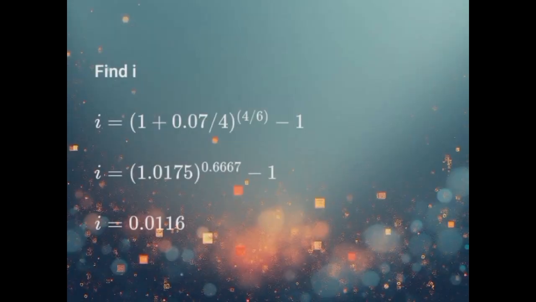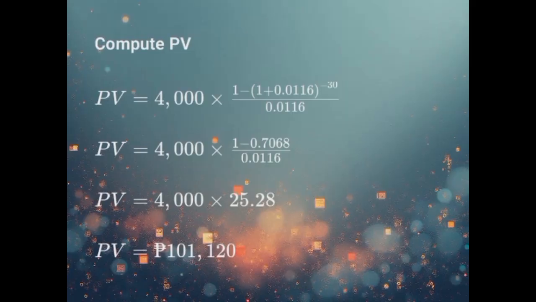Find i equals (1 plus 0.07 over 4) raised to the power of 4 over 6, minus 1. i equals (1.0175) raised to the power of 0.6667 minus 1. i equals 0.0116. Compute the present value.